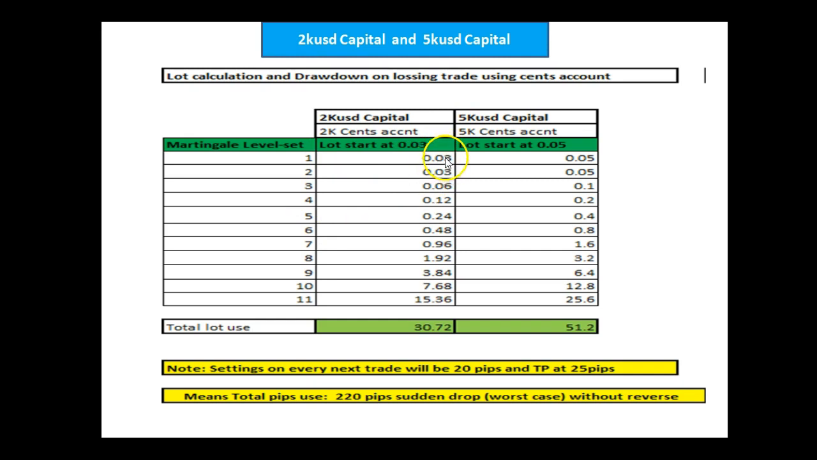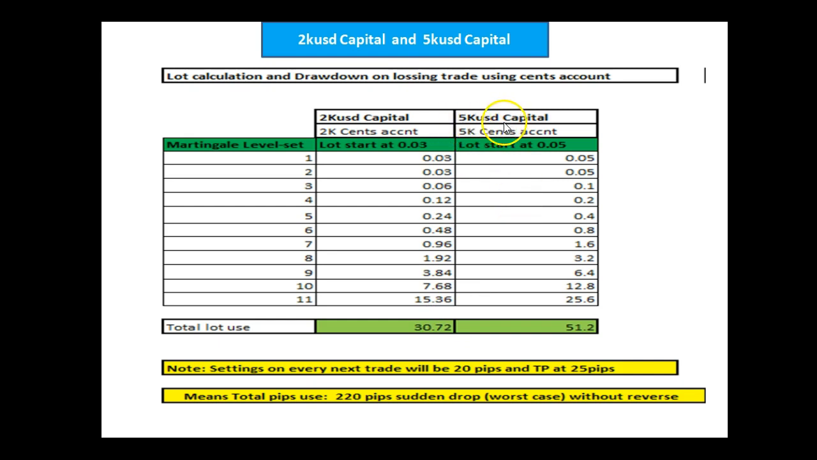So remember that the previous, lower budget or lower capital accounts will start with 0.01, but if you're higher, you're still using your cents account. Don't use a standard account here, because you won't survive many layers. All right. So for 2k USD, you will be starting with 0.03 lot size. If you martingale it, so double up, keep doubling up, the total lot size to use is 30.72.